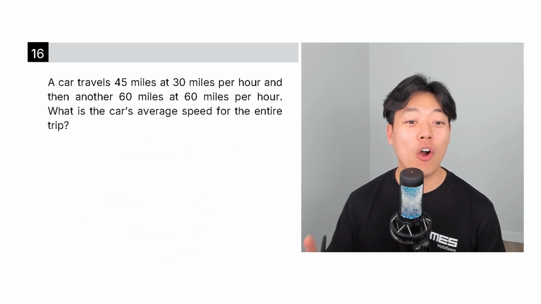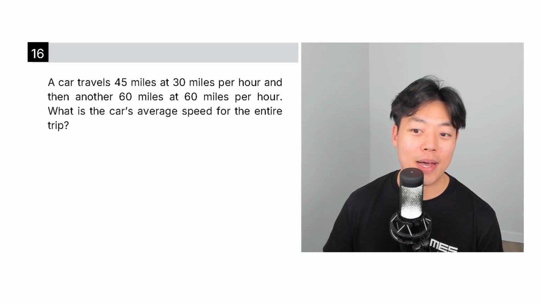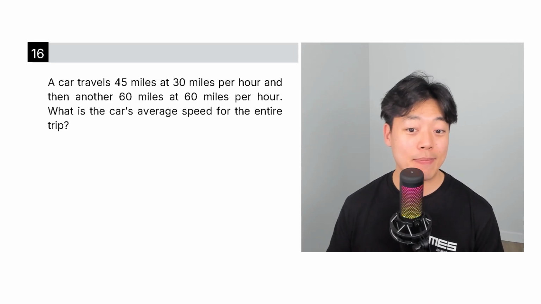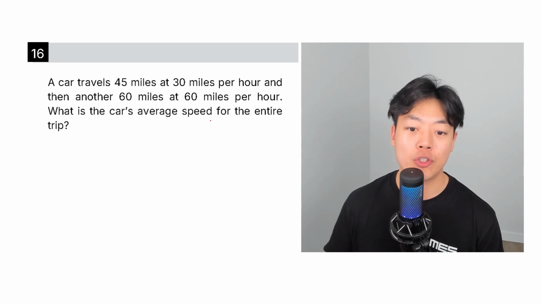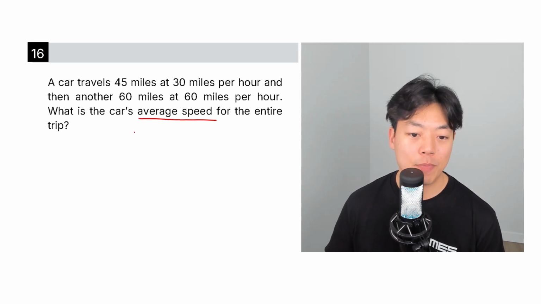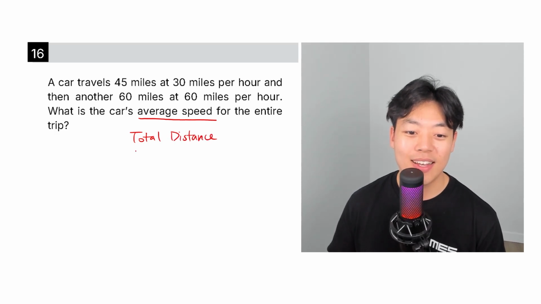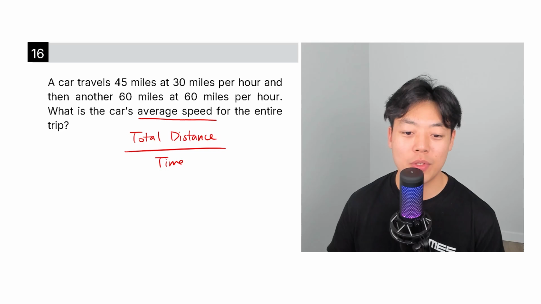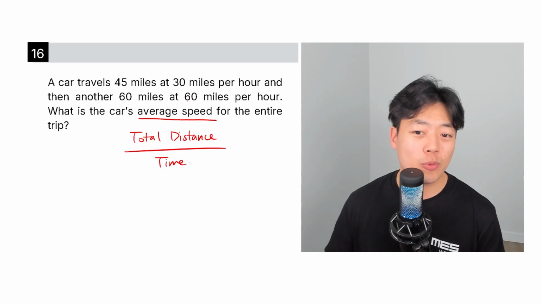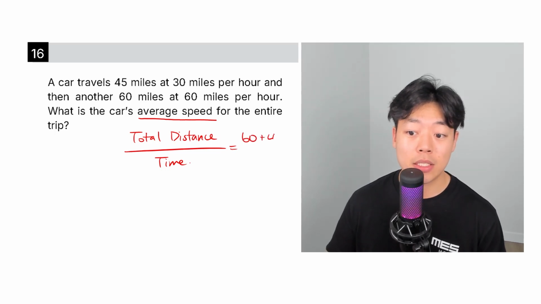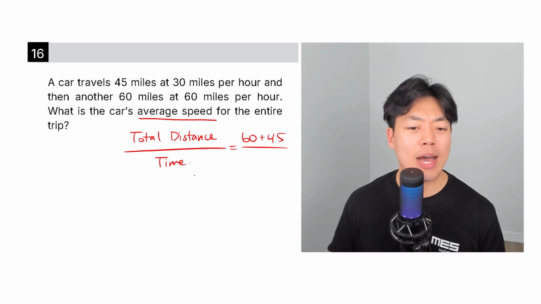Number 16, a car travels 45 miles at 30 miles an hour, and then another 60 miles at 60 miles an hour. What is the car's average speed for the entire trip? Average speed will be total distance over time, the total time traveled. The total time traveled, we're not sure yet. We can figure it out. We do know the total distance, though. That's 60 plus 45. Now, how do we find the time?